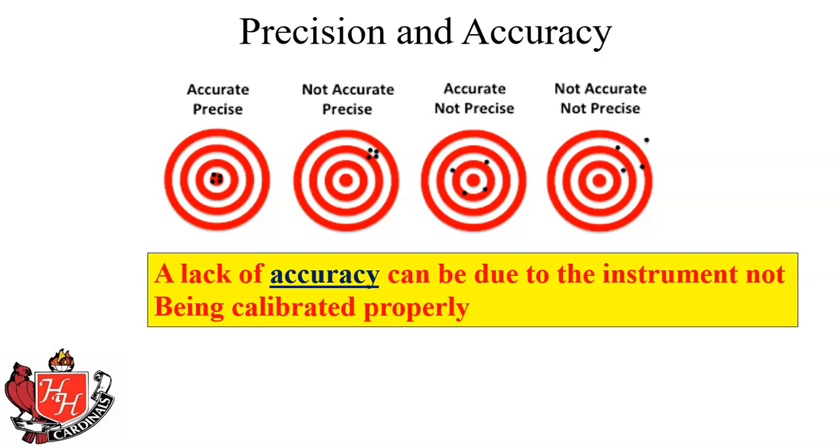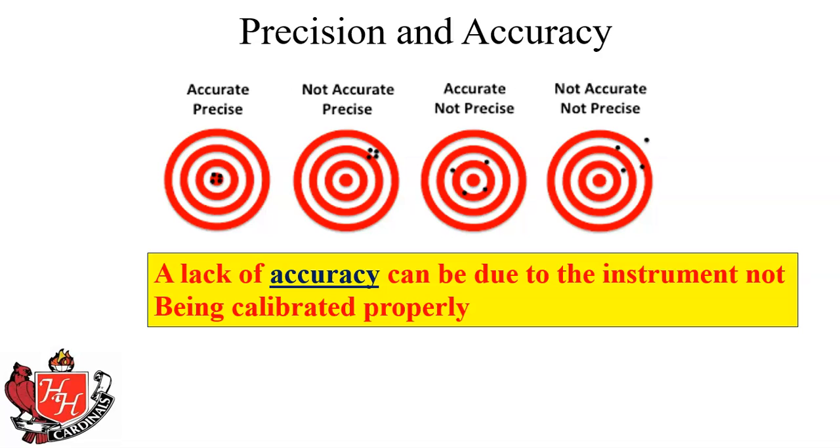So a lack of accuracy can be due to the instrument not being calibrated properly. So the second target there, again, the shooter is shooting at the same place every time, but it's not the right place, which would probably be the fault of the gun. If you're in chemistry class, you're not shooting guns, your scale is not calibrated properly. So you're putting a 5 gram mass on a scale, but you're constantly getting a reading of 6 grams with different 5 gram masses. That would tell you that you're reading the scale properly. The scale just isn't measuring properly.